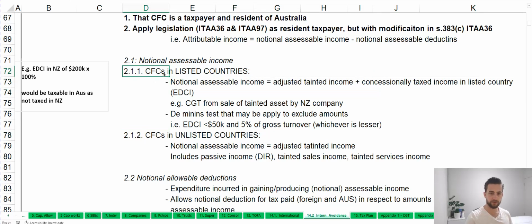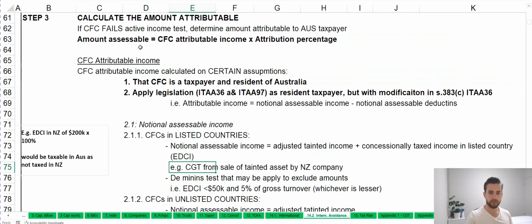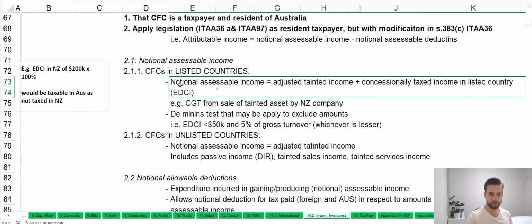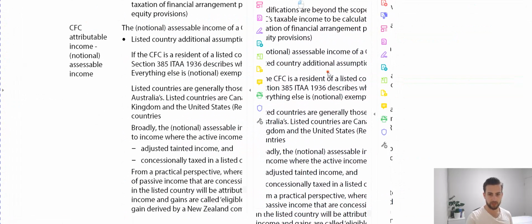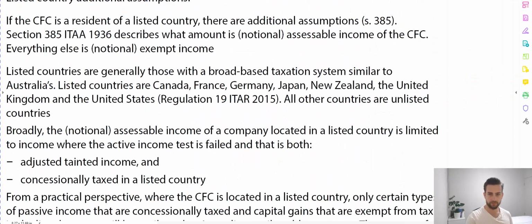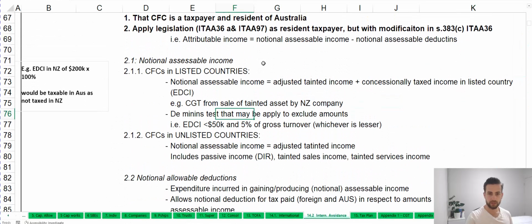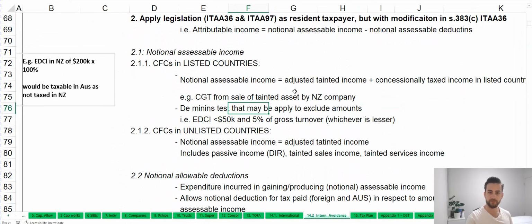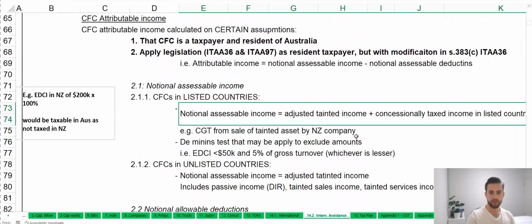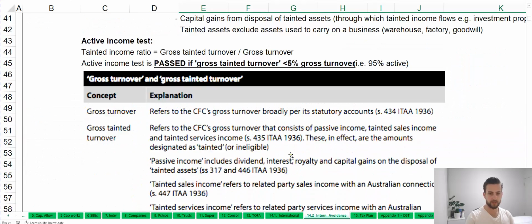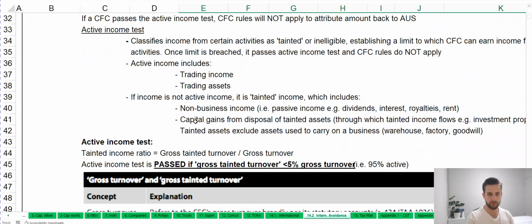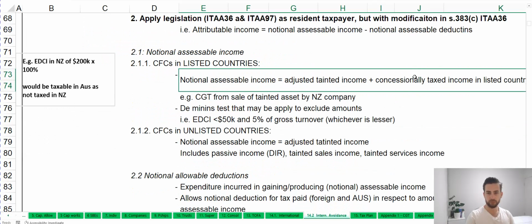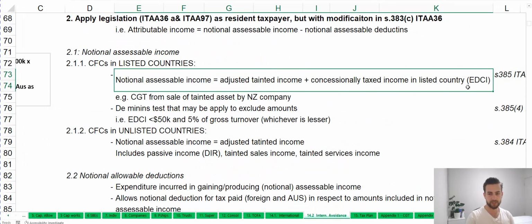Okay, so let's go through the different rules and how we actually calculate assessable amount based on whether it's a CFC, a controlled foreign company, in a listed country or an unlisted country. So for example, let's consider a situation with New Zealand, right? So New Zealand would be a listed country because it's right there. All right, so how we calculate notional assessable income in New Zealand would be its adjusted tainted income. And remember what tainted income is, it's what we calculated above. So it's basically any non-business income, capital gains from disposal of tainted assets, and so forth. Plus concessionally taxed income in listed country.